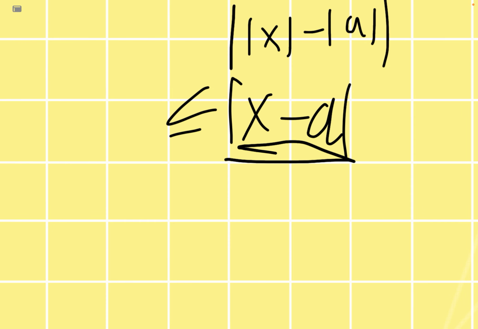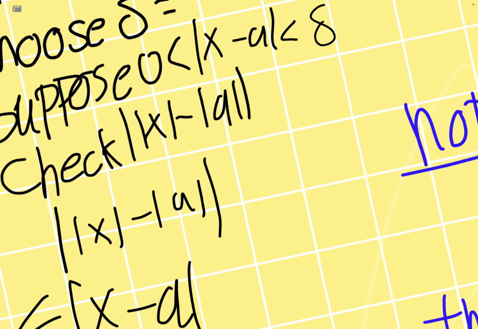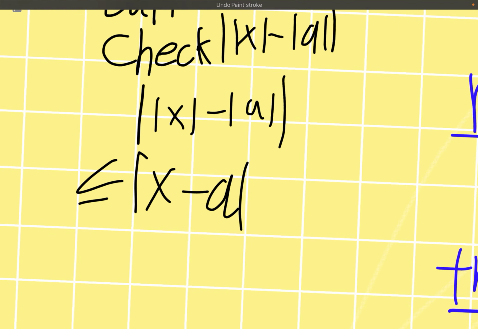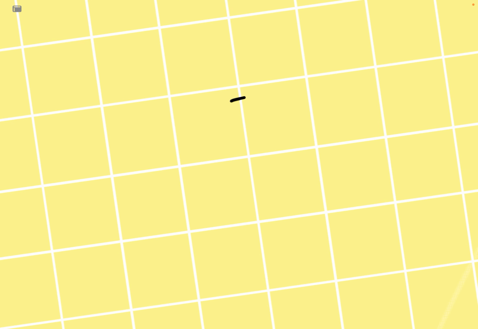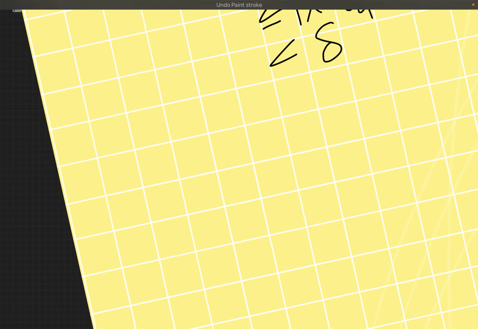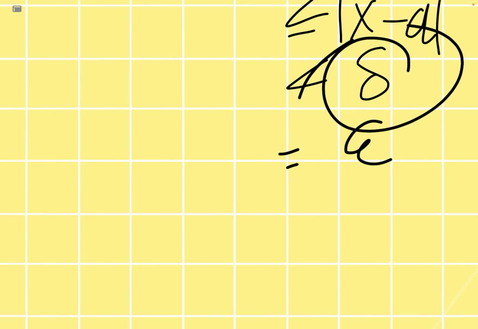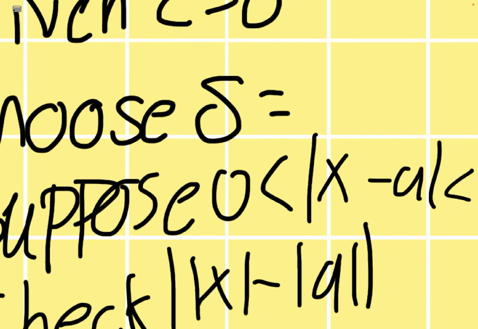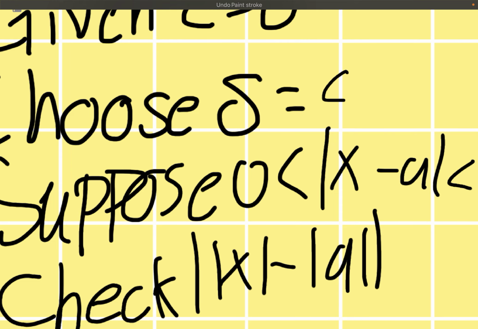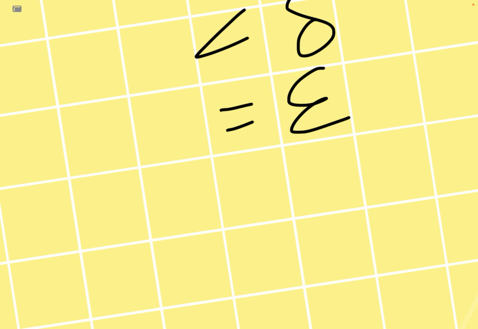But what's the absolute value of x minus a? Well, that is less than our delta right here. So then we have this is less than delta. And then at the end, we want to show that this is equal to epsilon, right? Because we already have our less than right here. So now we just need to show that this is indeed epsilon. So we're just going to choose delta to equal epsilon. Yep, we can do that. So this is just equal to epsilon.